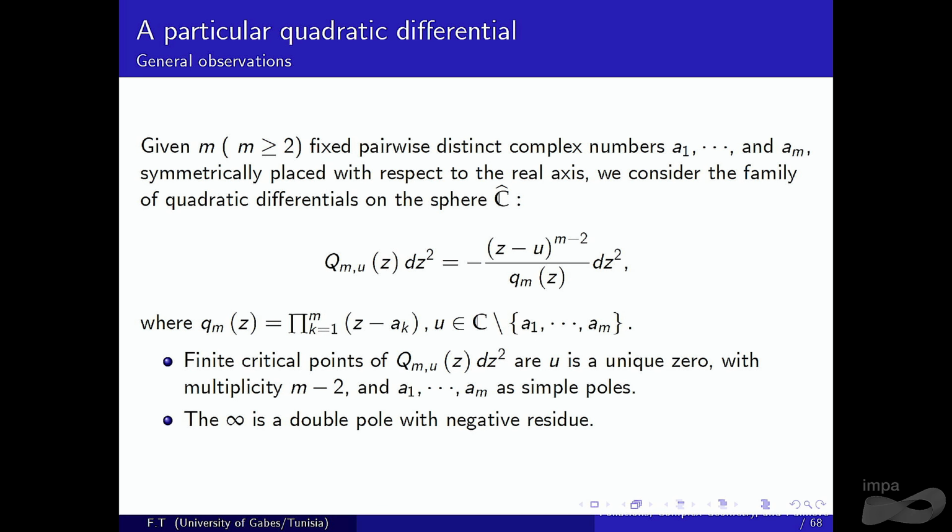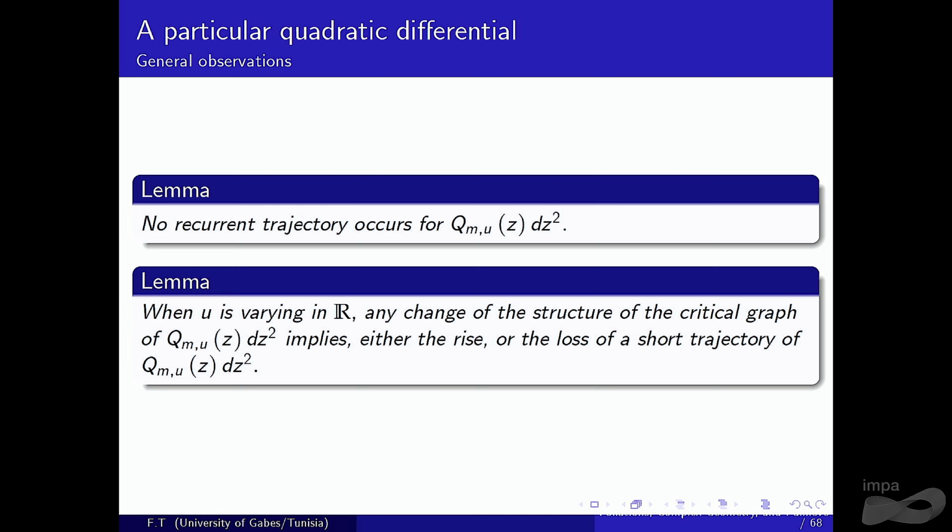So we will discuss some particular cases of this quadratic differential. Of course, here we prove that no recurrent trajectory occurs for this quadratic differential, and also when u is varying in R, then any change of the structure of the critical graph of our quadratic differential should go through a case where there is either the rise or the loss of a finite critical trajectory.